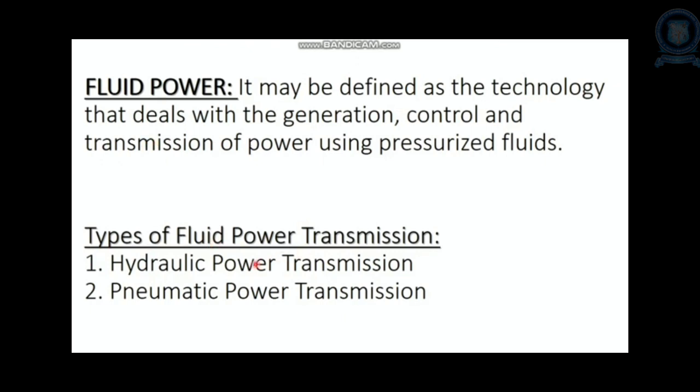These fluid power transmission systems are divided into two types. The first one is the hydraulic power transmission system. The next one is the pneumatic power transmission system. If in the fluid power system the working medium is a liquid, that transmission system is called a hydraulic power transmission system. If the working medium is a gas or air, that is a pneumatic power transmission system.